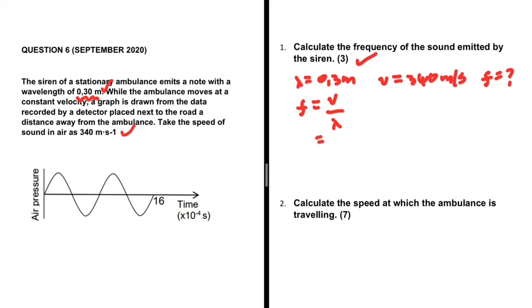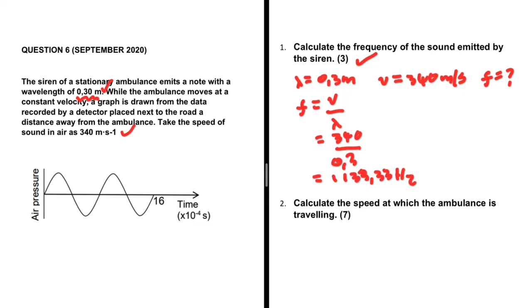So the velocity, 340 meters per second. And then the wavelength, it's said to be 0.3 meters. So 340 divided by 0.3, I am getting 1,133.33 hertz. This is the frequency of the sound emitted by the siren, our FS. Let's take a look at the question that follows. Calculate the speed at which the ambulance is traveling.